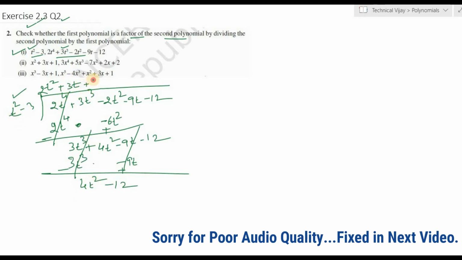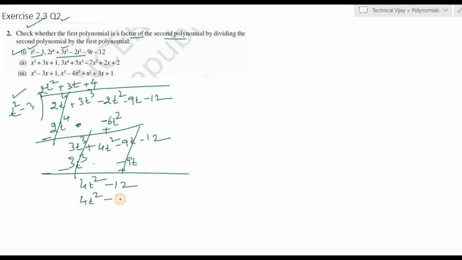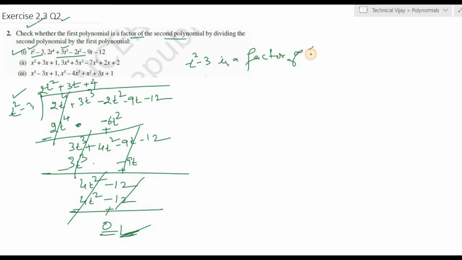Now plus 4 will multiply. 4 into t square, 4t square. 4 into 3, 12, minus 12. So this is minus, this is plus, this cancels. So it becomes 0. Here the remainder is 0, which means we can say that t square minus 3 is a factor of the second polynomial. That is, the first polynomial is a factor of the second polynomial.